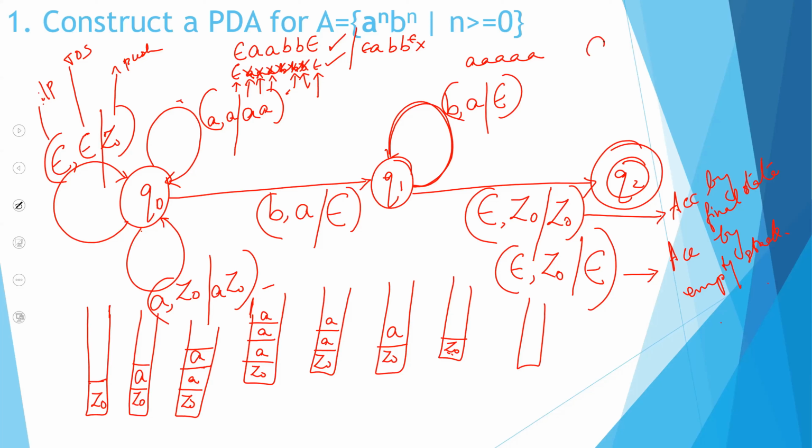Now let's think about something like this: AA triple B. Imagine you are having a string called AA triple B, as you all know, it is invalid. So let us do this. You come over here, Q0. Initially you have a Z0. With this you put in a Z0. With this I put in my first A. With this I put in my second A. So I've done till here.